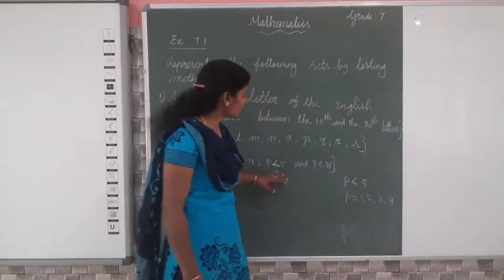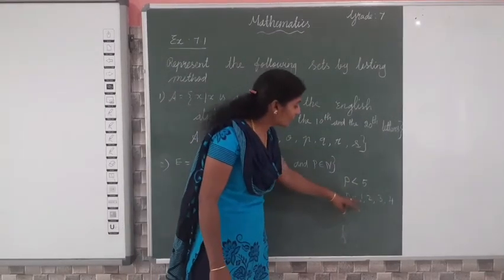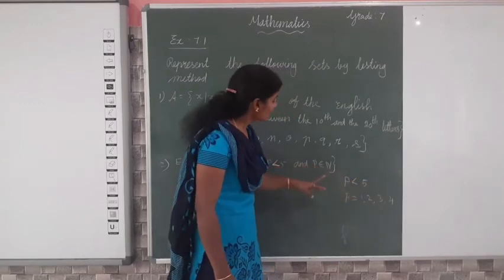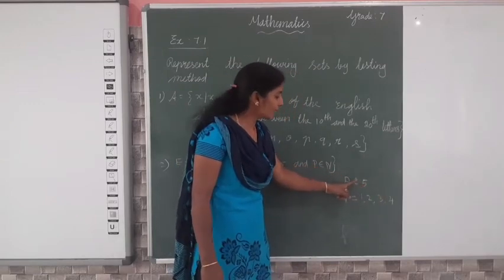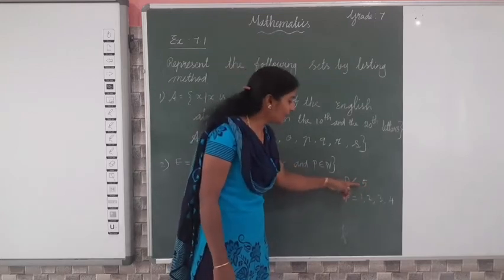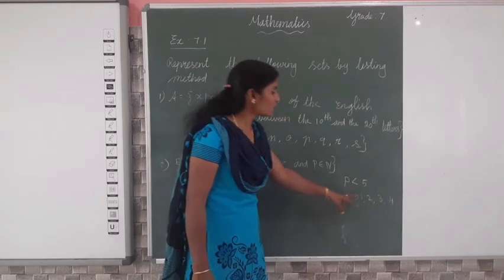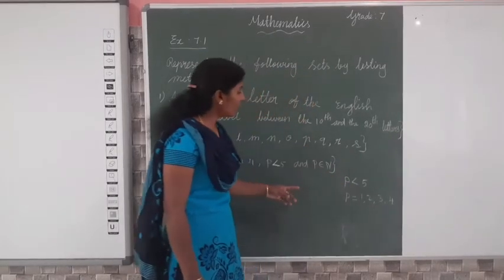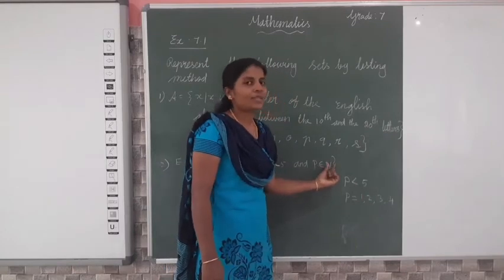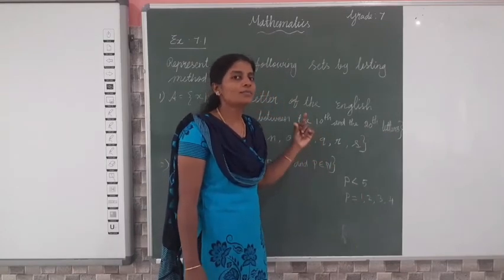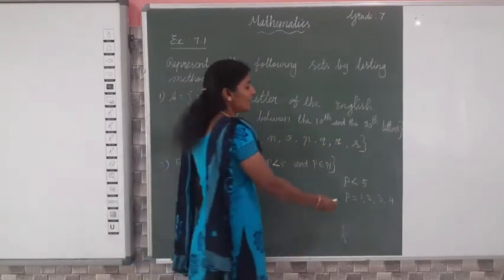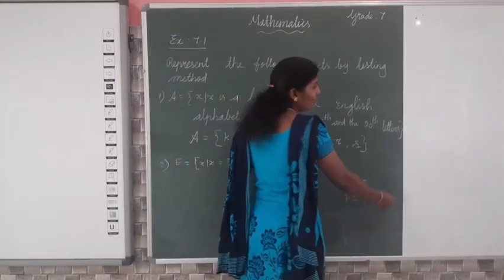Okay, this is the concept. P less than 5 means what are the values? P is equal to 1, 2, 3, 4. Don't include this 5. This is less than, meaning below 5. That is 1, 2, 3, 4. Why are you starting from 1? Because they are given P belongs to N. N is a natural number. Natural numbers are 1, 2, 3, etc. So we can take 1, 2, 3, 4.